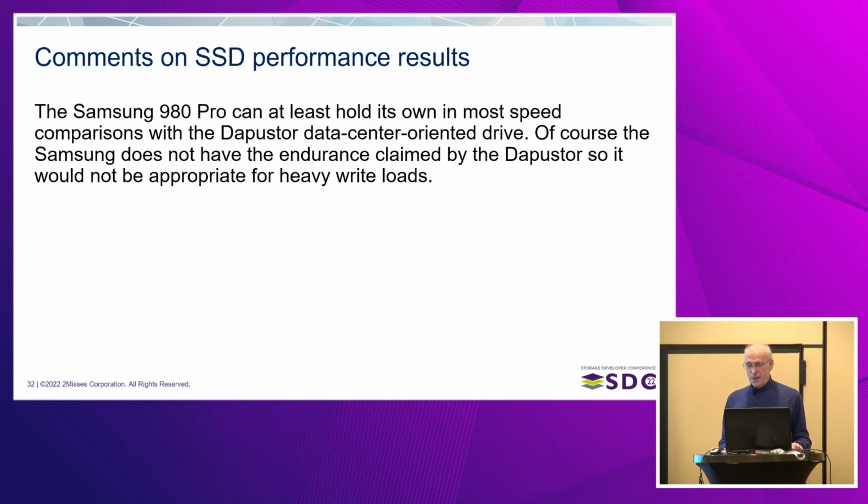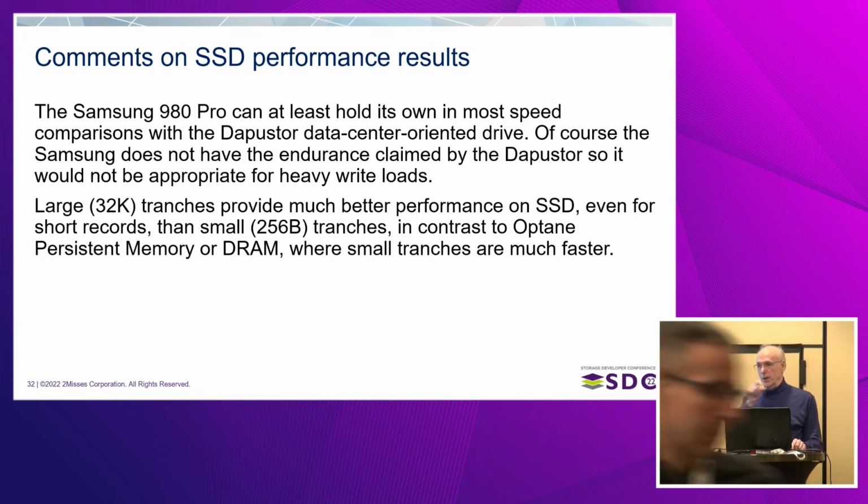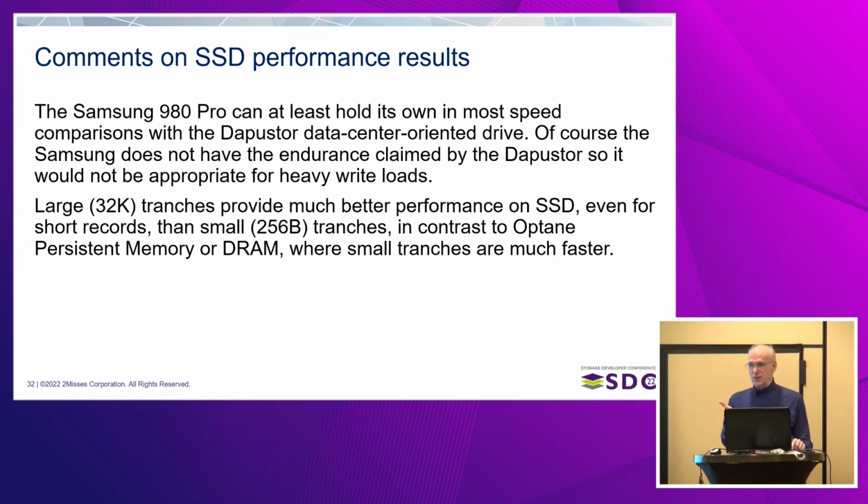So, comments on the SSD performance results I already mentioned. It's faster or the same speed as the DAPUStore, but you'll burn it out if you use it with write-heavy loads. The large tranches provide much better performance on SSD, even for short records, because you're getting these big blocks that you're reading sequentially rather than doing everything randomly. And with the Optane persistent memory or DRAM, the small tranches are faster because sequential reads there are only twice as fast or so as random reads, and SSDs are like 100 times as fast. So you really want it to be as sequential as possible with the slower devices.